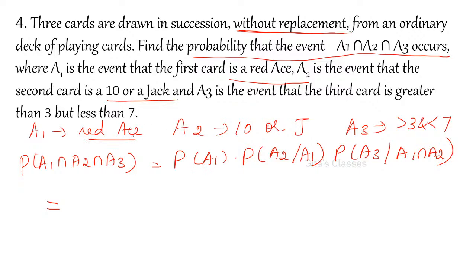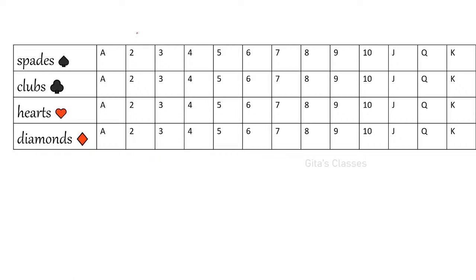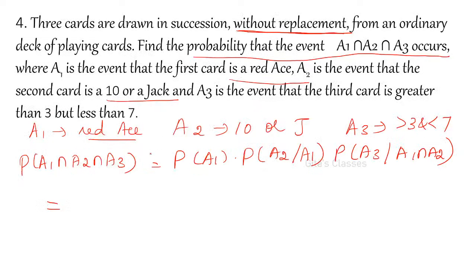So now, how will you find this? P of A1. A1 is what? Red ace. How many red ace cards are there? See, 2 cards are there. Right? So totally there are 52 cards. First event is taking 1 card. So it is 2C1, correct. 2C1 divided by 52, into A2 given A1. How many A2? 8 now. After I am taking 1, 52C1. I am taking the first red ace card.